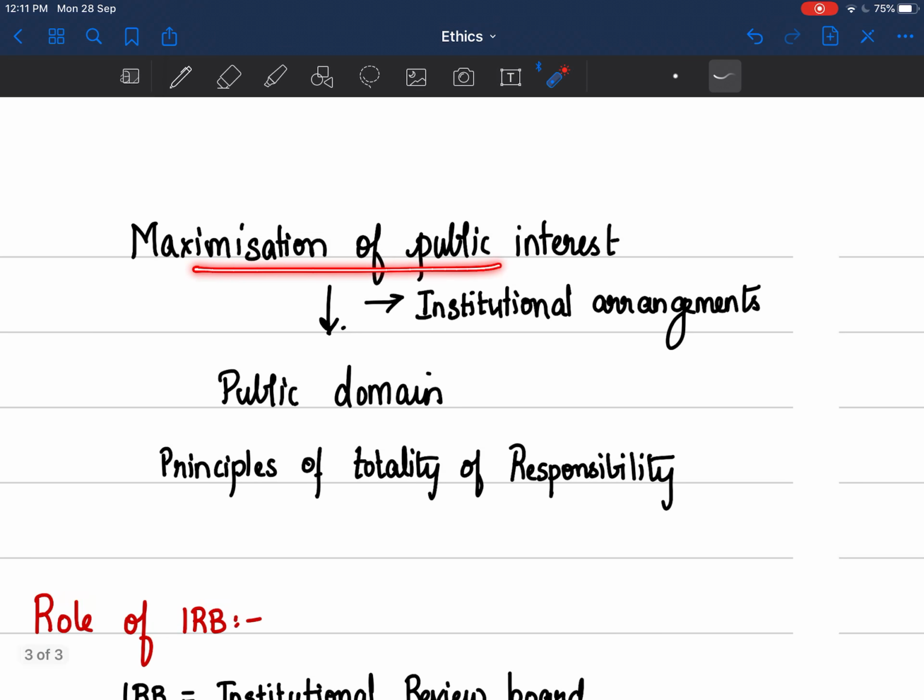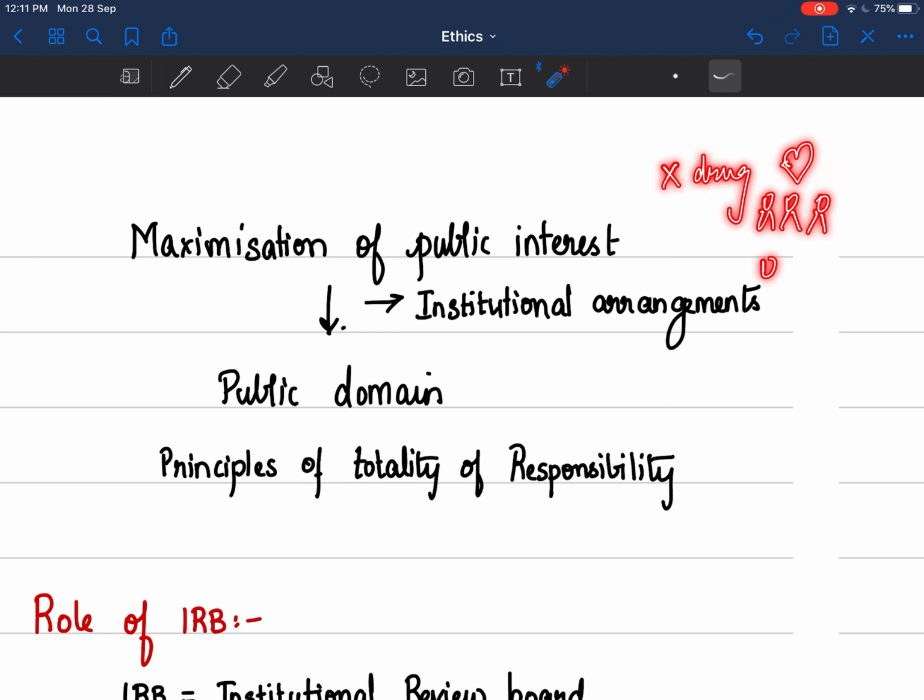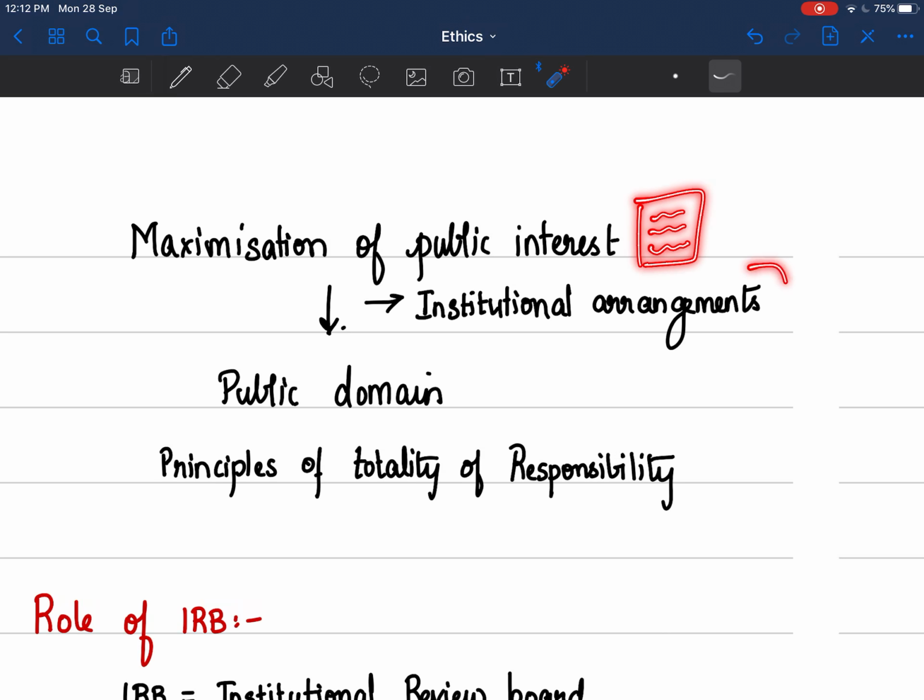Maximization of public interest. This means that whatever the results you get, suppose you have an X drug that is really good. You want this X drug to be available to everybody. Okay, not just people who are big shots and have too much money. It should be available to all of the population. So that is maximization of public interest. Then you should have institutional arrangements, as in for saving the data, for saving whatever study you have done, all the details, it should be in a safe space.